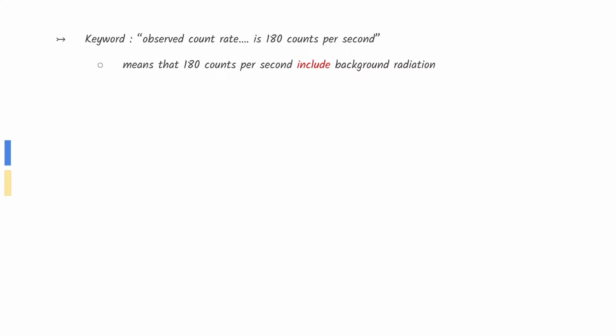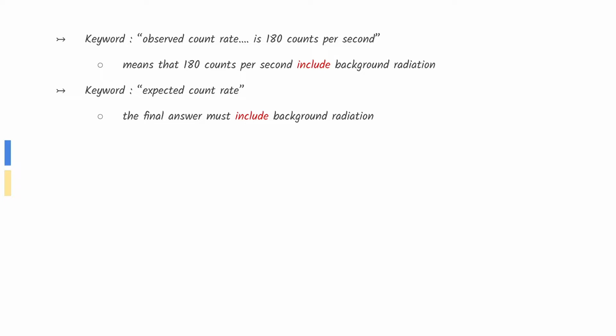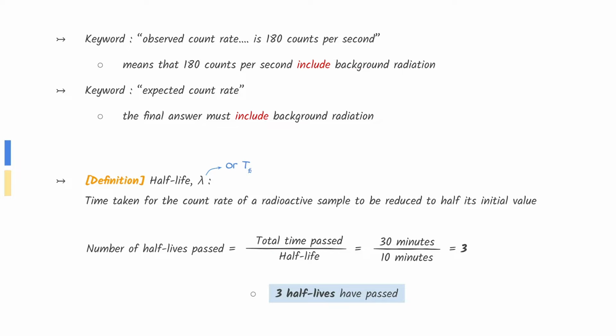The observed count rate includes the background radiation. The 20 counts per second is included in the 180 counts per second. In this question, we need to find the expected count rate after 30 minutes. The final count rate must include the 20 counts per second of background radiation. Half-life is the time taken for the count rate of a radioactive sample to be reduced to half its initial value. Since the half-life of this radioactive sample is 10 minutes, 3 half-lives pass after 30 minutes.